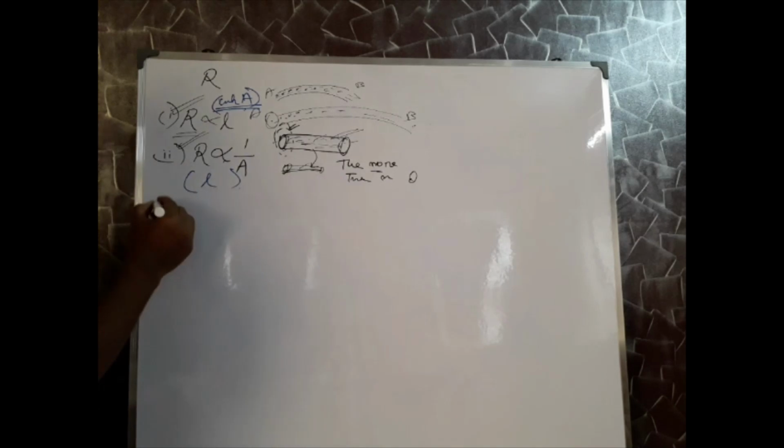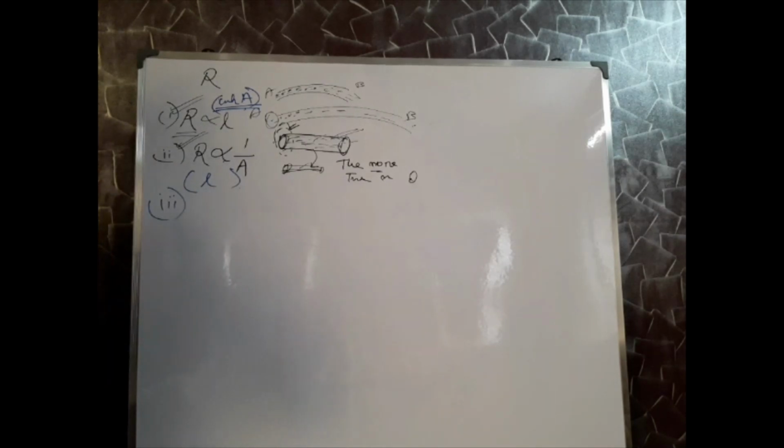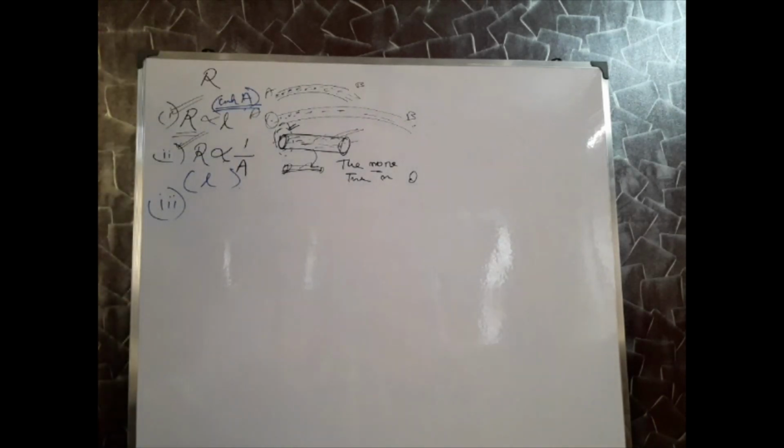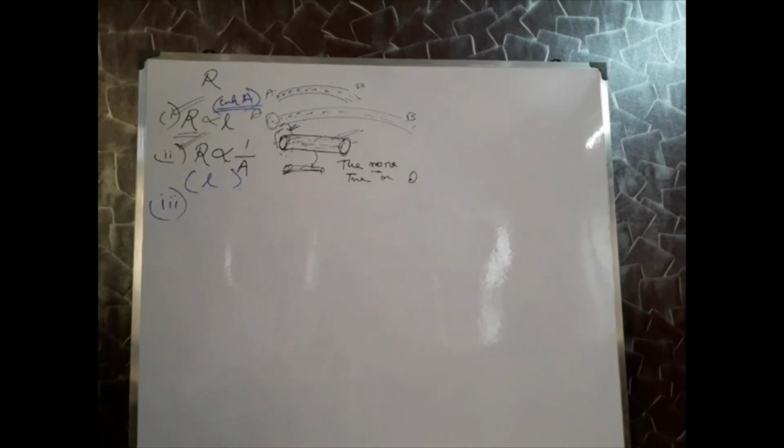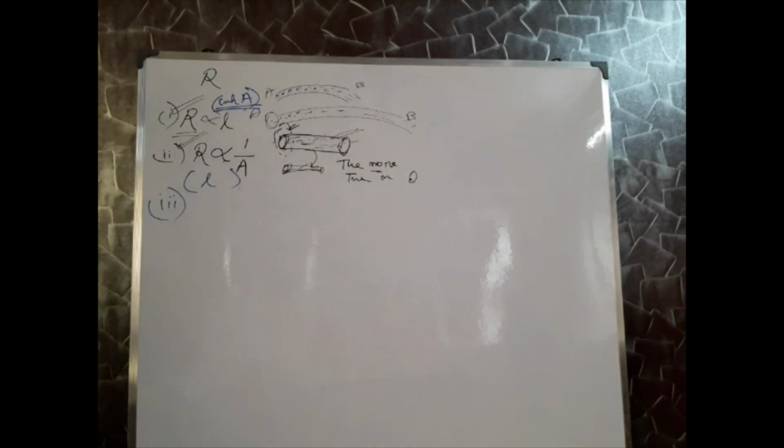And the third dependency is the substance of which the wire is made. The entire wire can be made of iron, copper, silver, or gold. So R also depends upon the substance of which the entire wire is made.